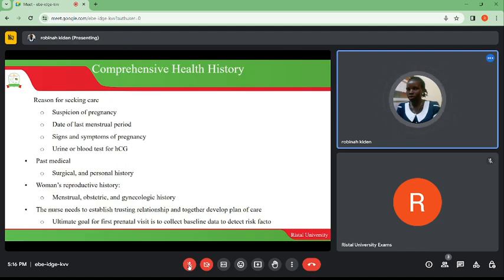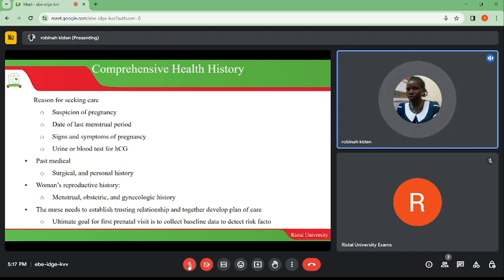We also ask the mother. We take the comprehensive health history to find out such signs. Then a urine or blood test for HCG. We also establish that: we take those samples and they check.